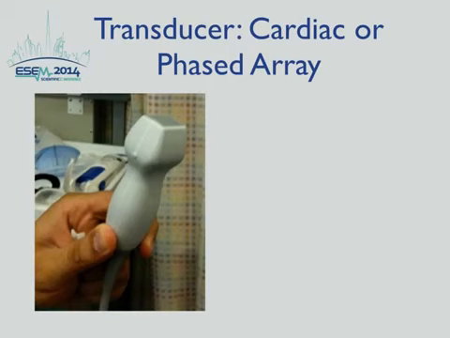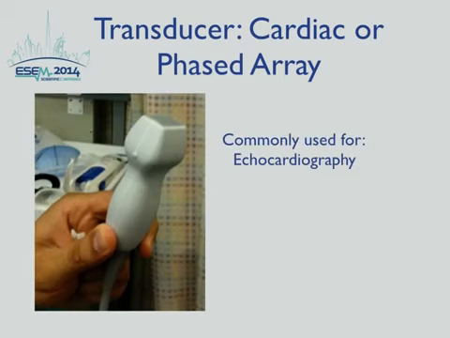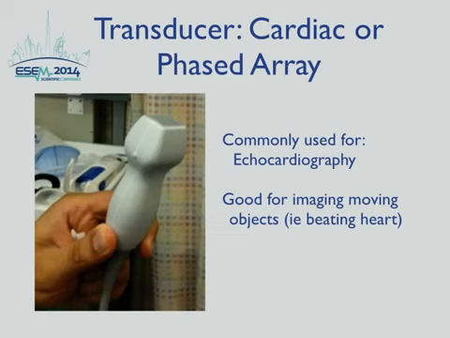A cardiac or phased array probe is also a low-frequency probe. It's commonly used for echocardiography because the footprint is small enough to place it in between the ribs to get good images of the heart. And it's also very good for moving objects, for example, the beating heart. It has a narrow field of view.